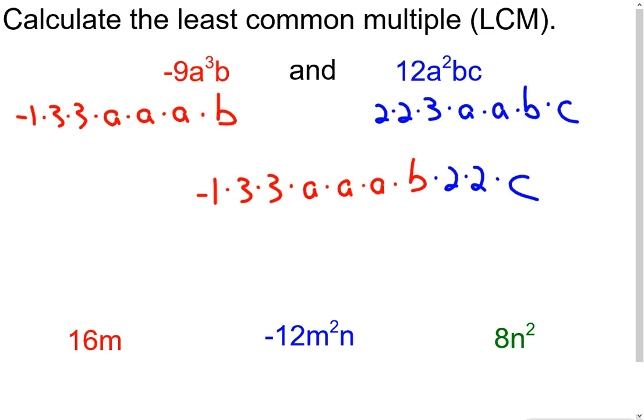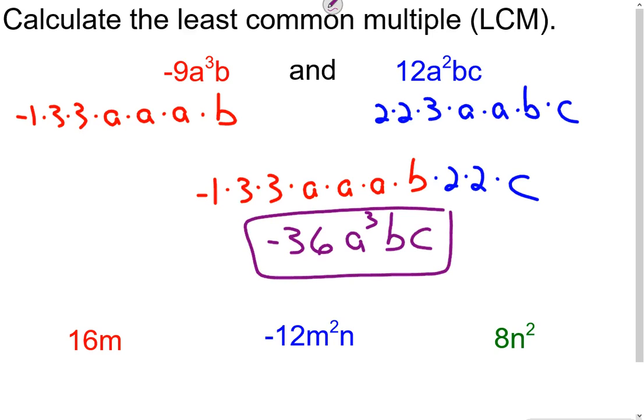And now I multiply that all together. Well, -1 times 3 times 3 times 2 times 2 is going to put me at -36. And now I have 1, 2, 3 A's, so A to the third. I have a B. So you know what? I don't need that times sign. I'm just going to leave it as B and then C. And there would be the least common multiple of those two monomials.